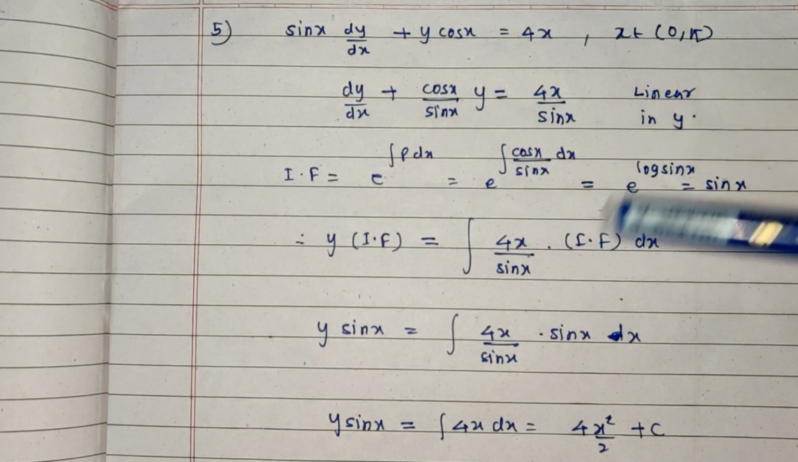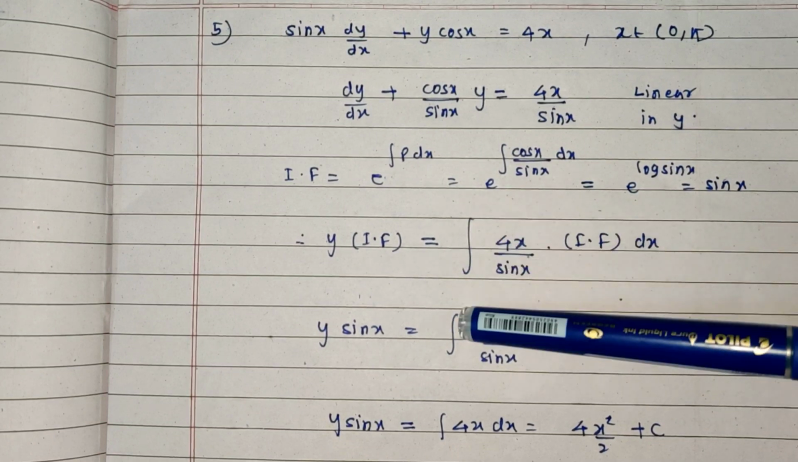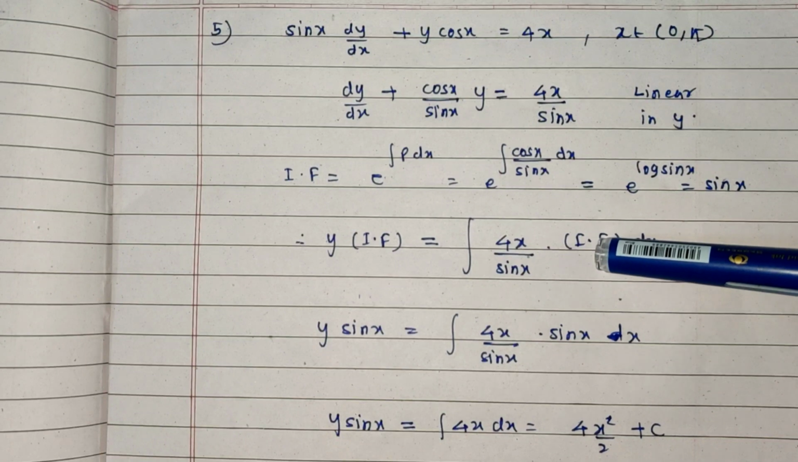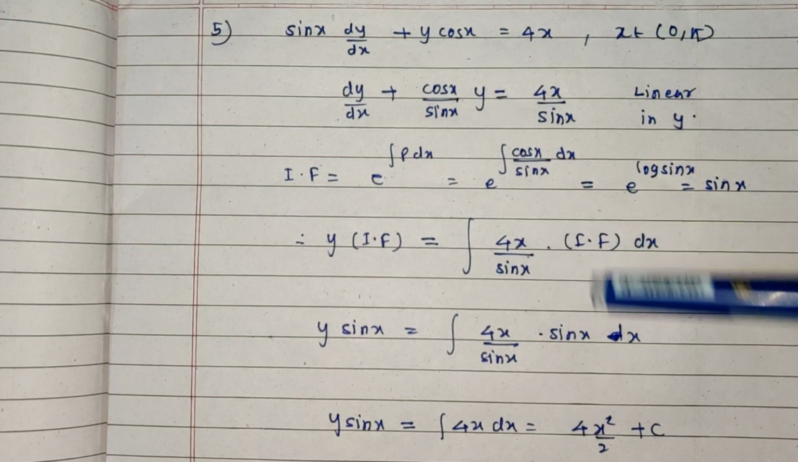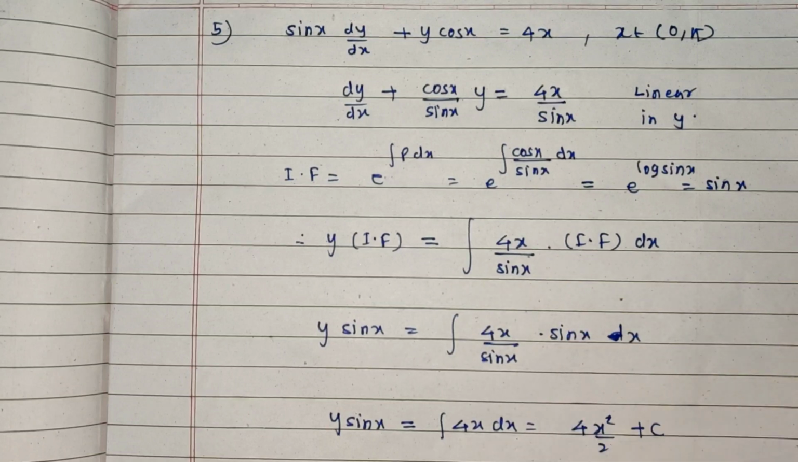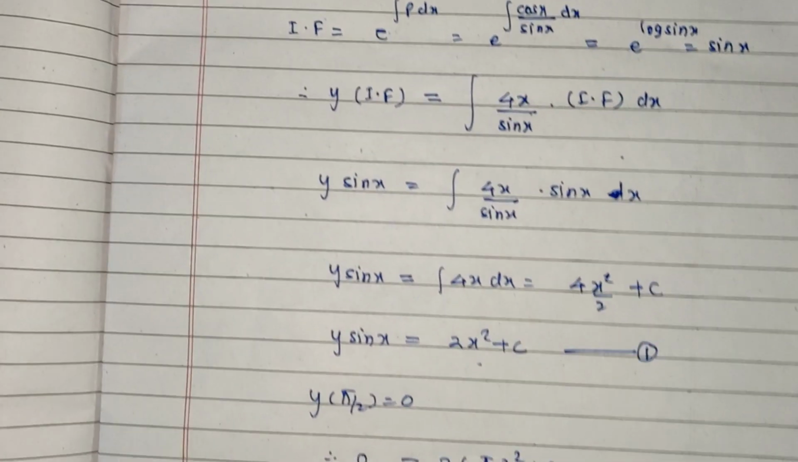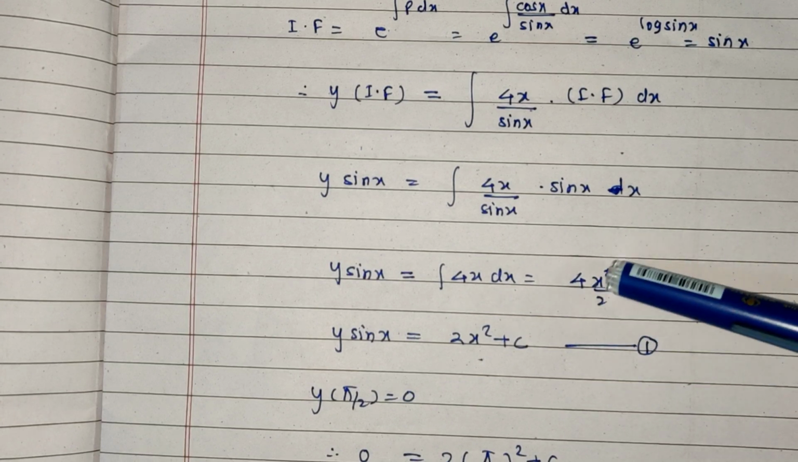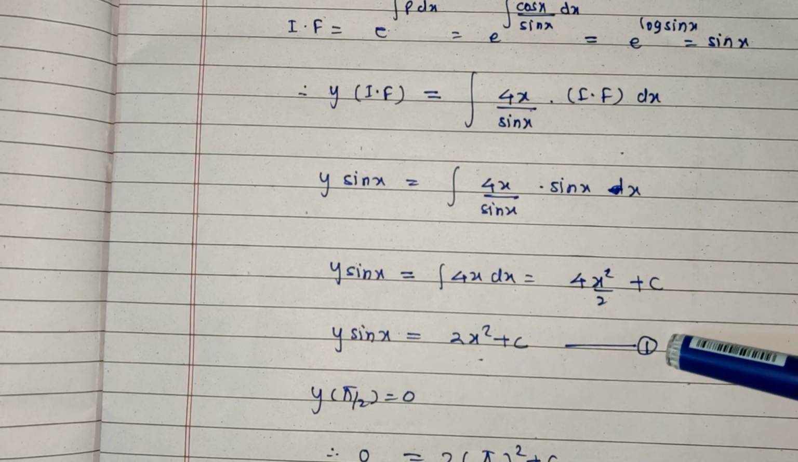General solution is given by y into integrating factor equals integration of this right hand side, 4x upon sin x into integrating factor. Integrating factor is sin x, which is cancelled, and it is 4x dx. So integration of this is 4 times x square by 2 plus c, that is 2x square plus c, we are getting this equation. We apply here initial condition.